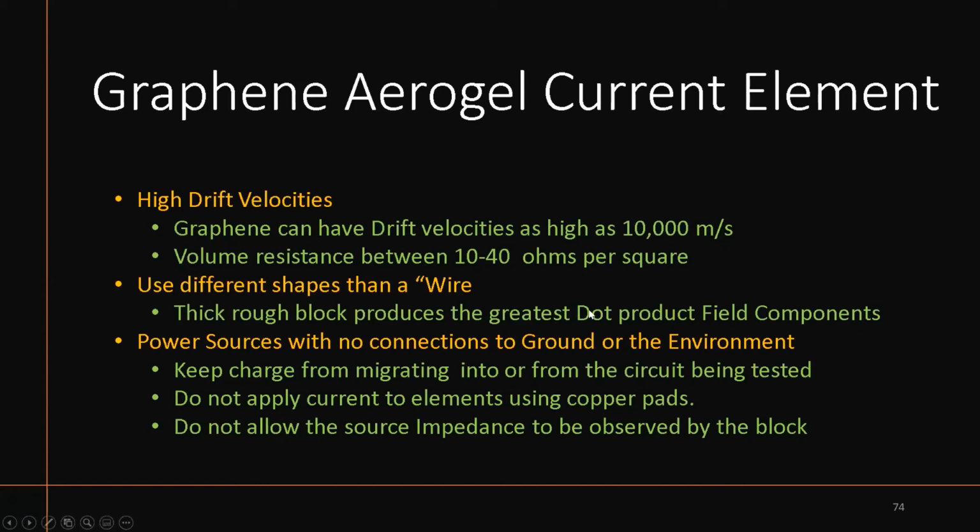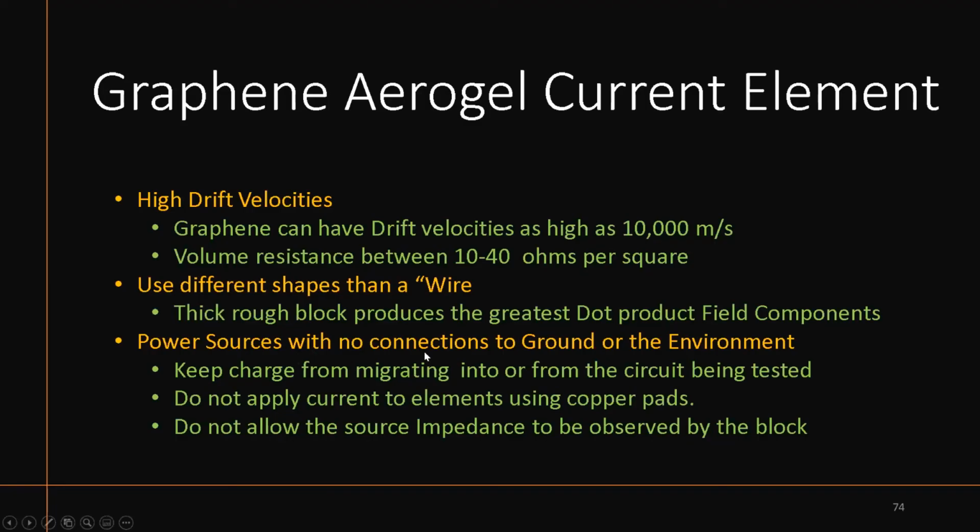It's really a thick, rough block, which gives you, when you look at it from any one side, a thickness. So that gives you a whole thickness to generate a dot product term from, instead of just a real thin one, like in a wire where you've got a really thin wire. And when you look at the end of the wire, it's really small. So you really want to produce a block.